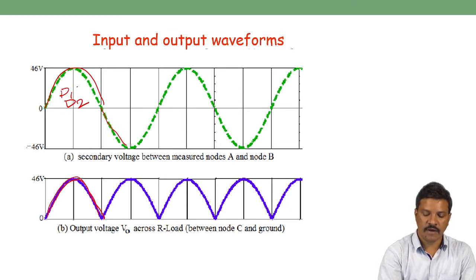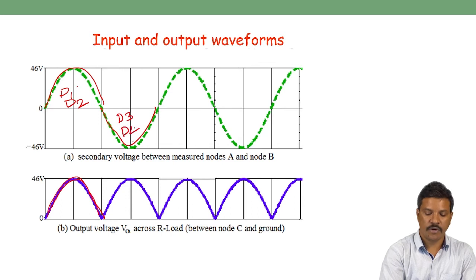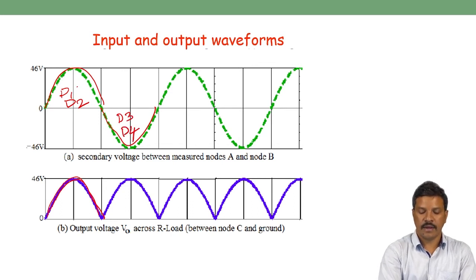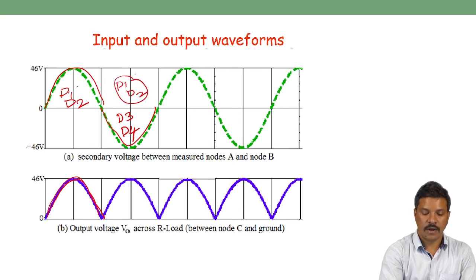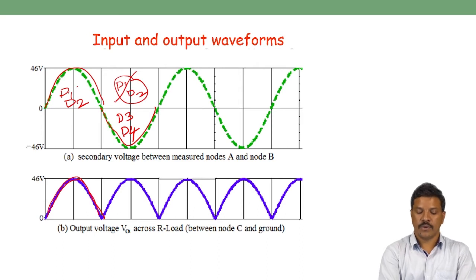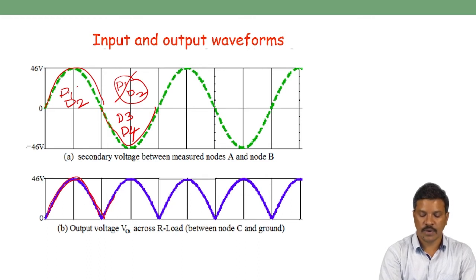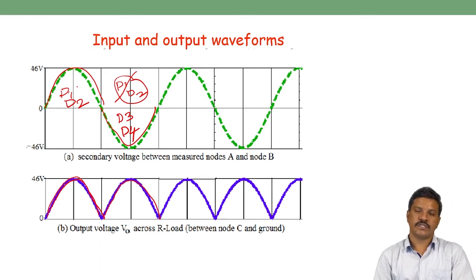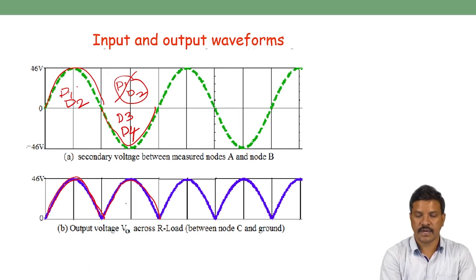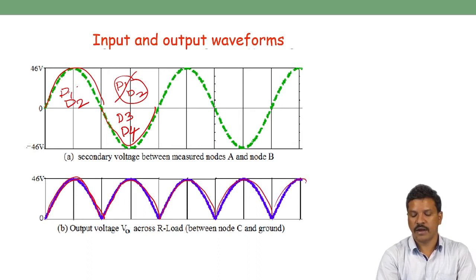During the negative half cycle of the AC input signal, D3 and D4 are conducting and D1 and D2 are not conducting. Due to D3 and D4, current passes through the load resistor, so you will get the same positive instantaneous voltage measured across the load resistor. Similarly, it repeats for all cycles.